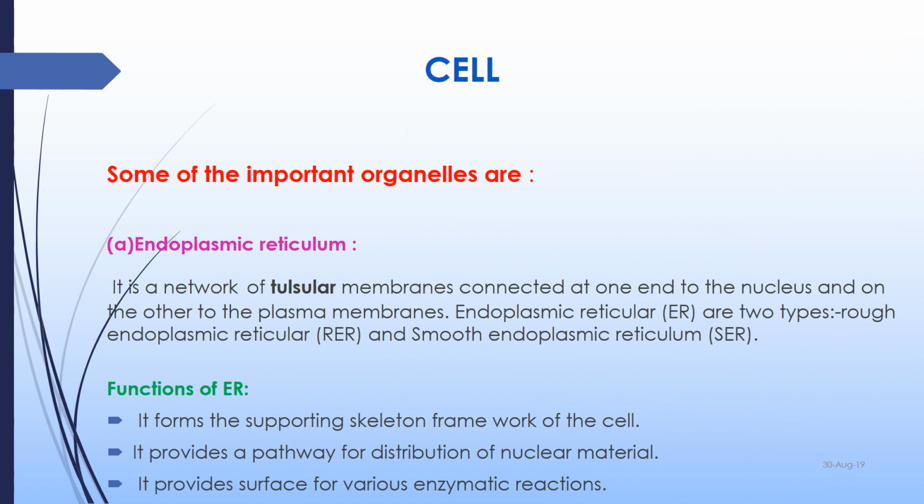Some of the important organelles are: A. Endoplasmic Reticulum. It is a network of tubular membranes connected at one end to the nucleus and on the other to the plasma membrane. Endoplasmic reticulum, ER, is of two types: rough endoplasmic reticulum, RER, and smooth endoplasmic reticulum, SER. Functions of ER. It forms the supporting skeleton framework of the cell. It provides a pathway for distribution of nuclear material. It provides surface for various enzymatic reactions.